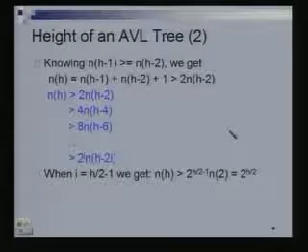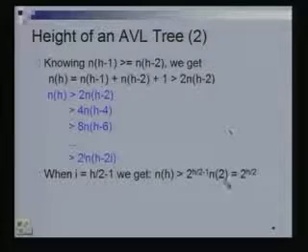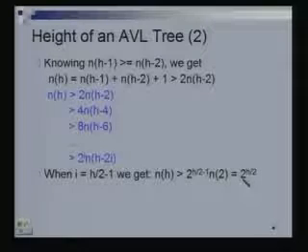Okay. So what does this say? We just argued that if your AVL tree has height h, then it has at least 2 to the h by 2 nodes. At least so many nodes. Right? What's the maximum number of nodes it can have?